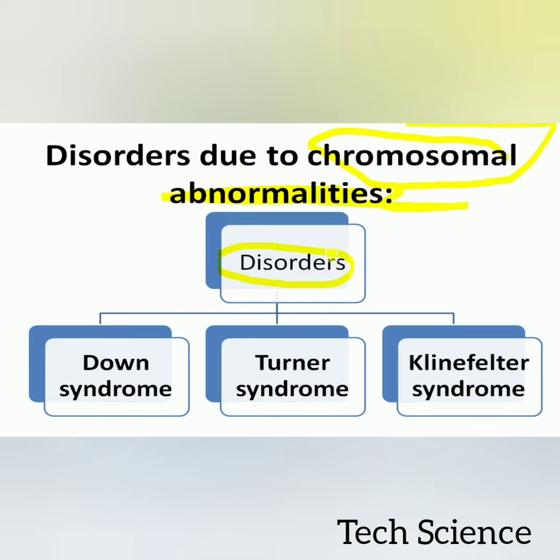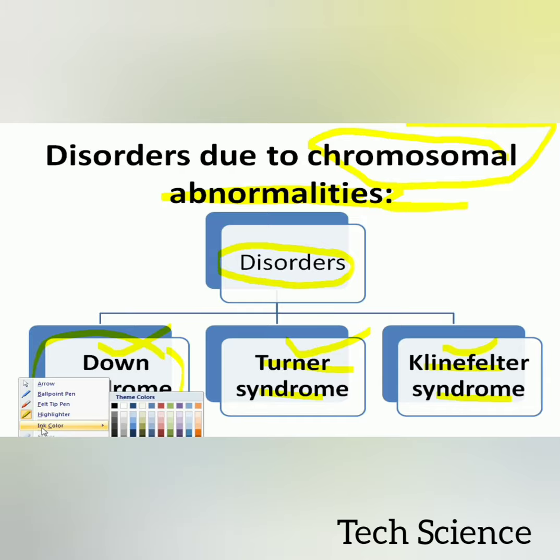In this we have three types of disorder: number one, Down syndrome, number two, Turner syndrome, and third, Klinefelter syndrome. The video posted before this covered the different symptoms of Down syndrome along with the diagram. Now it's time to study Turner syndrome and Klinefelter syndrome. First of all, what is Turner syndrome, and second, what is Klinefelter syndrome?